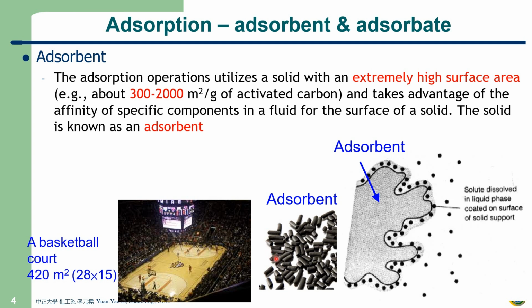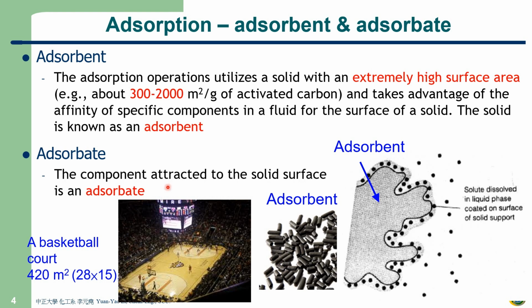Anyway, you can imagine this is a very tiny amount of the adsorbent and it creates a huge surface area. So you can adsorb a lot of materials on the surface. So adsorbate is the component attracted to the solid surface. So this is what we call adsorbate. Okay?